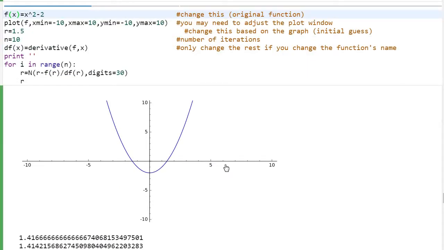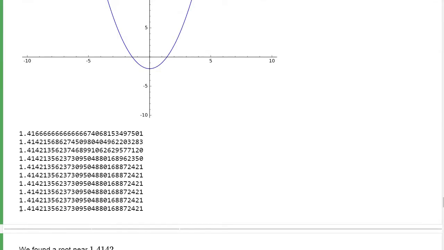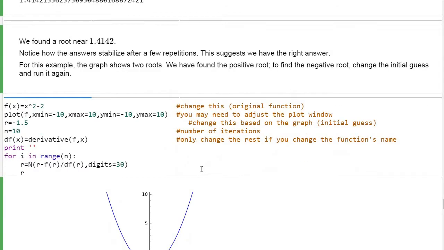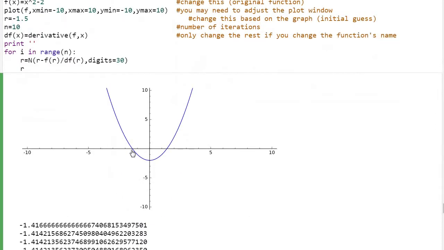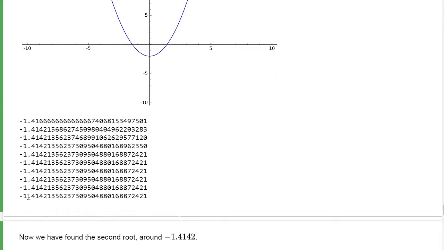Okay, so change the function, hit run, look at the graph, change r, hit run, that's it. Here's our answer. And the only reason to do anything else is if your initial guess was bad. If you don't like the output, you can change your initial guess and try again. Okay, I'm going to repeat it for the second root. So I saw before the second root was roughly minus 1.5, so I changed r and I ran it again, and here's my estimate for the second root.